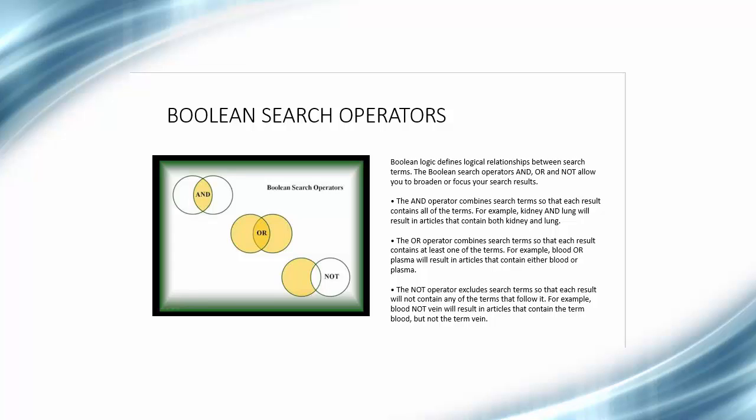Boolean logic defines logical relationships between search terms. The Boolean search operators and, or, and not allow you to broaden or focus your search results. The and operator combines search terms so that each result contains all the same terms. The or operator combines search terms so that each result contains at least one of the terms. The not operator excludes search terms so that each result will not contain any of the terms that follow it.